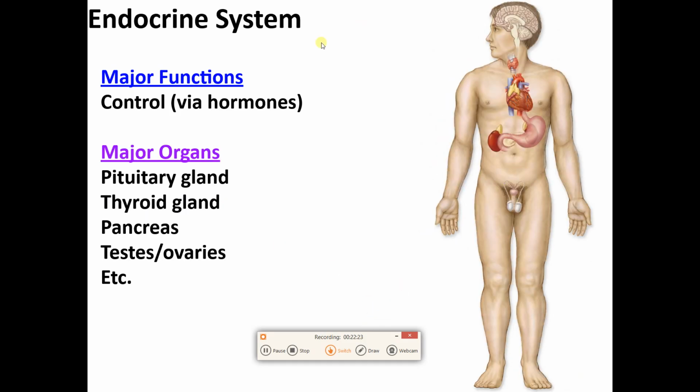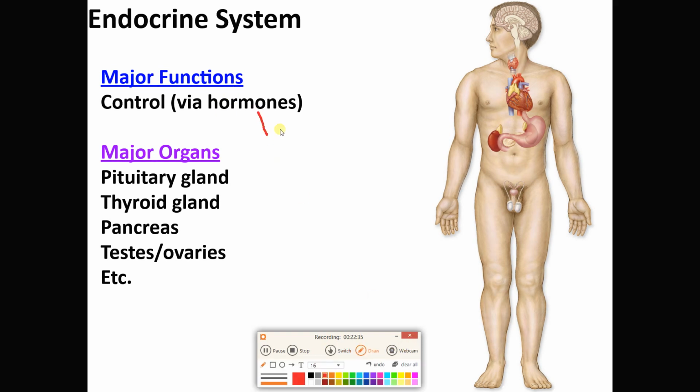All right, endocrine system. The endocrine system is also a control system, but the endocrine system uses chemical signals in your blood called hormones. That's what hormones are, chemical signals in the blood. Think about things like insulin, testosterone, estrogen, and there's a lot more.